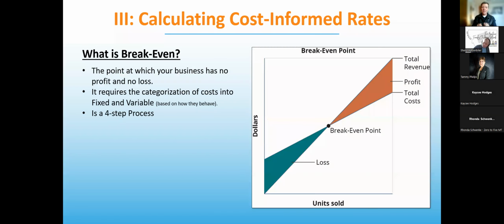So then, how do we calculate? How do we do that? This is the concept of break even.